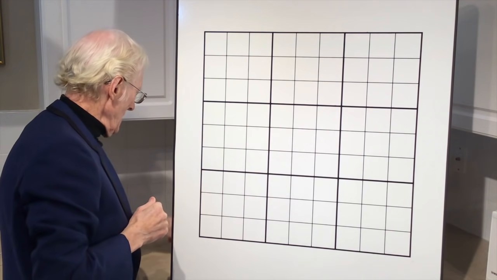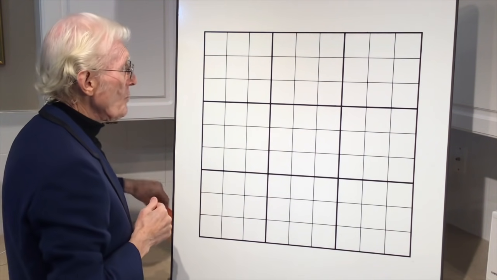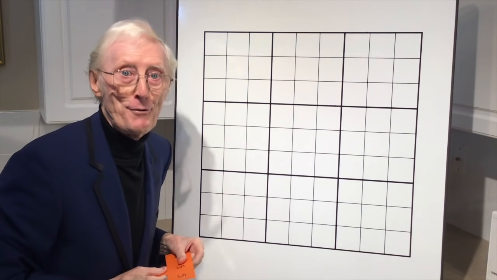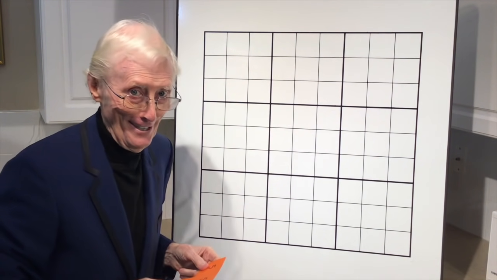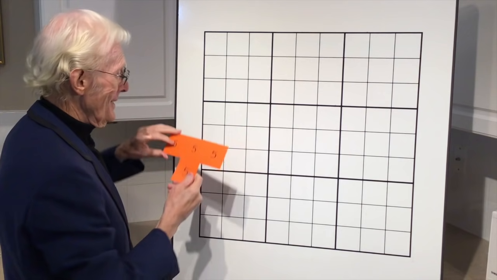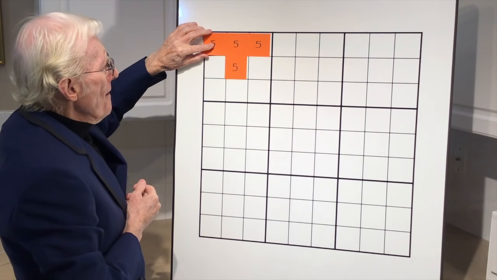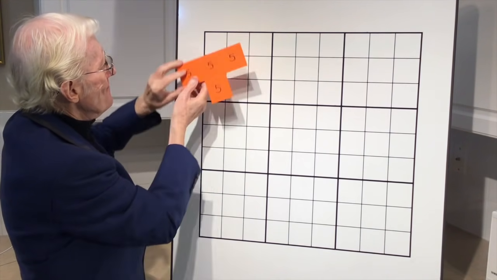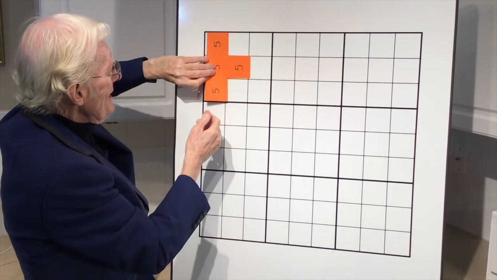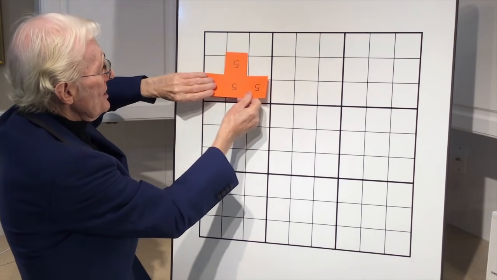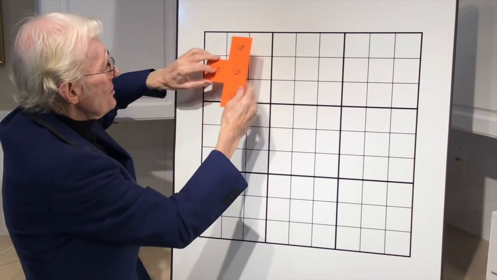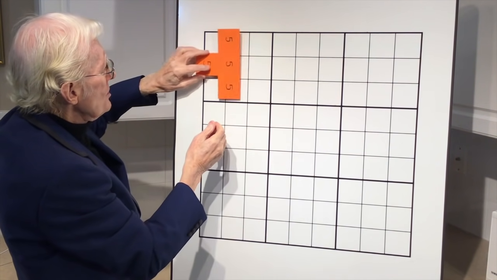Now we come to the next one, which I call the little t. Have a look. Here we have a little t. Yep, it can be that way. It can be that way. It can be this way. It can be this way.